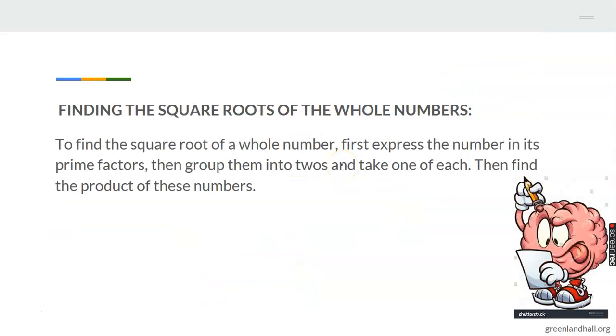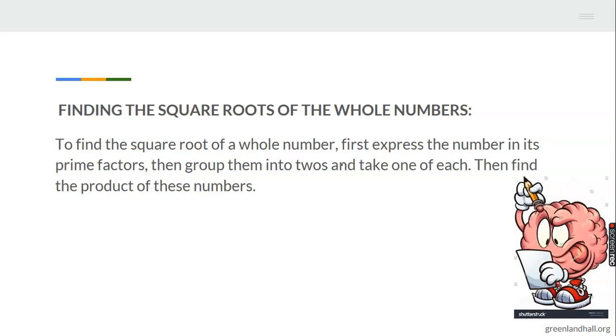How do we find the square root of whole numbers? Now, to find the square root of a whole number, the first thing we have to do is express the number in its prime factors. Then we group them into twos and take one of each. Then we find the product of these numbers. It's very simple. Just imagine how we did the first exercise, or example, how I showed it to you. That's what we're going to do here.